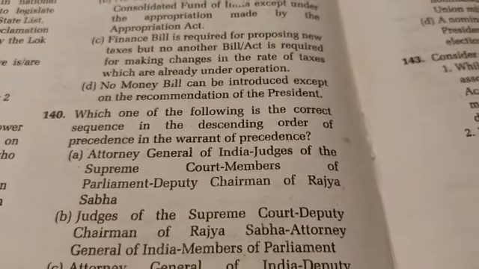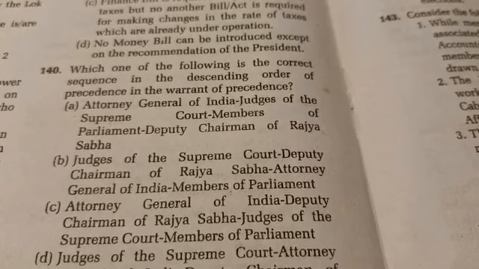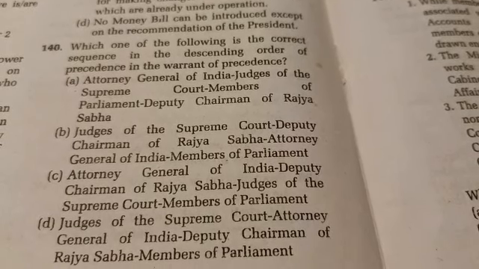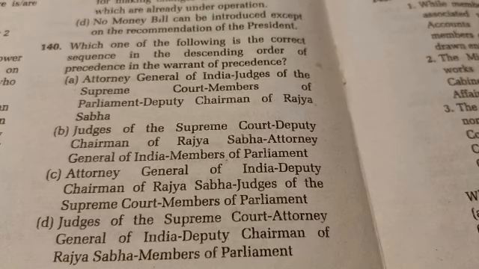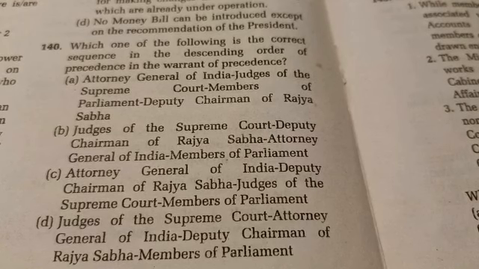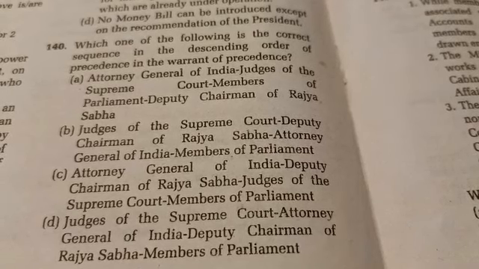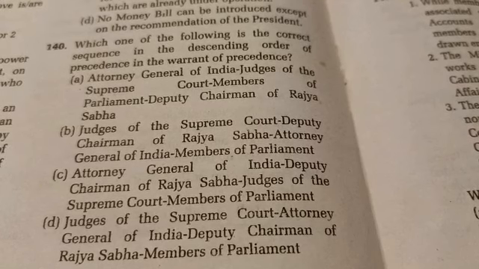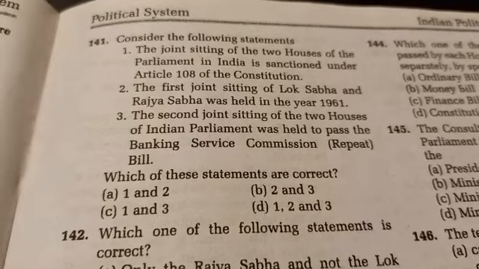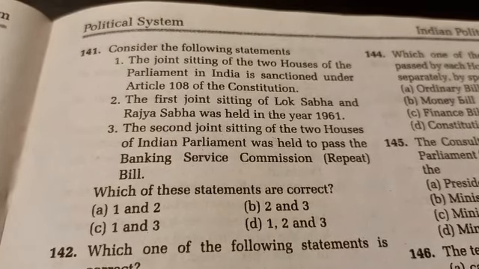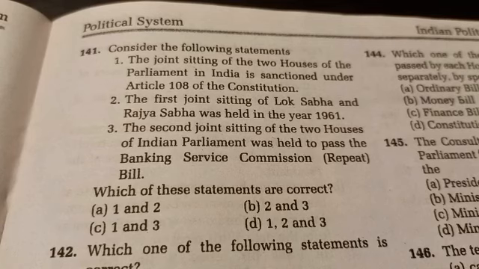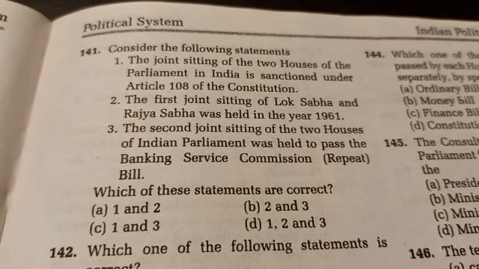Which one of the following is correct? Question number 140. Which one is correct? Option B. Judges of the Supreme Court, Deputy Chairman of Rajya Sabha, Attorney General of India, Members of Parliament. Next question. Consider the following statements. Which of these statements are correct? All are correct. So option D is correct.